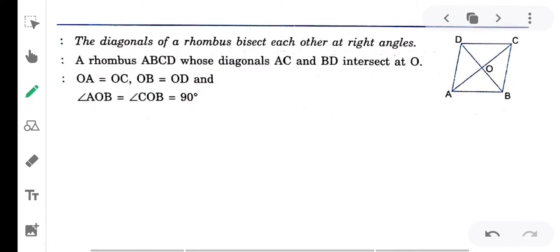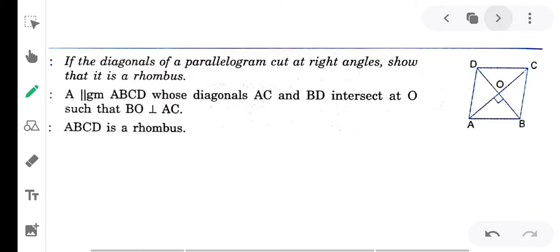Then the diagonals of a rhombus bisect each other at right angles. That means angle AOB equals 90, angle COB is also 90 degrees, angle COD is also 90 degrees, and angle AOD is also 90 degrees. And AO equals OC and BO equals OD.